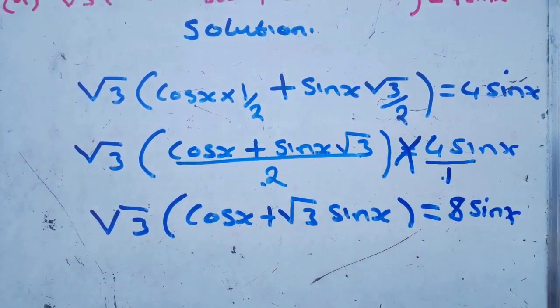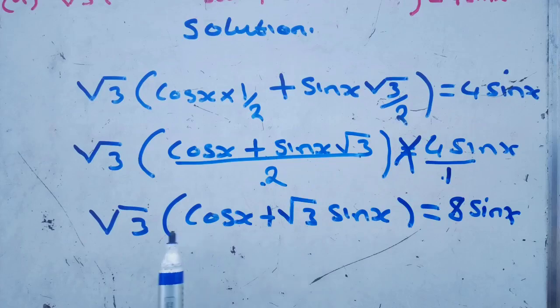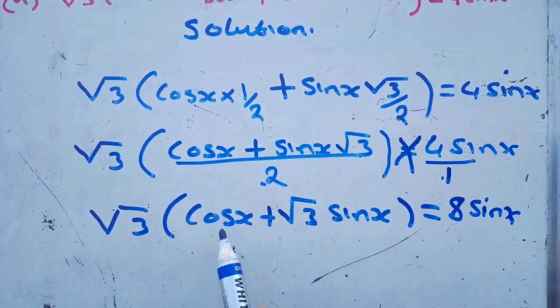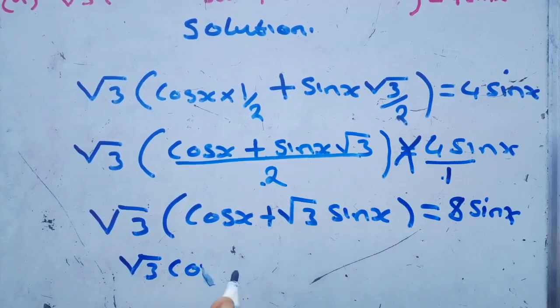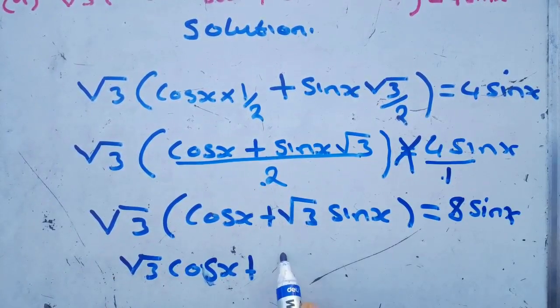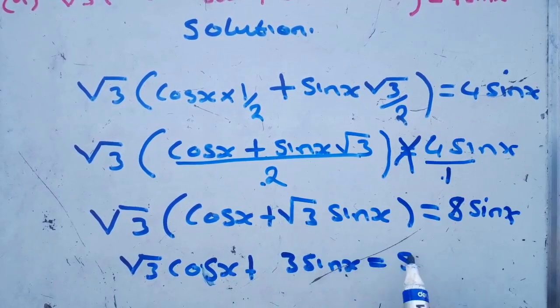Having reached this stage, you can now expand. By expansion, I mean this multiplies everything in the bracket. So we have root 3 multiplied by cos x, which is root 3 cos x, plus root 3 multiplied by root 3 sin x, which gives you 3 sin x, is equal to 8 sin x.